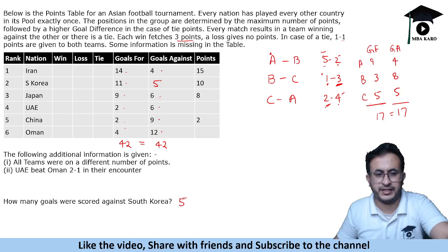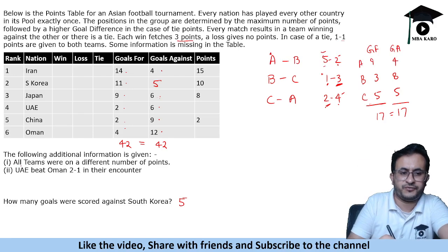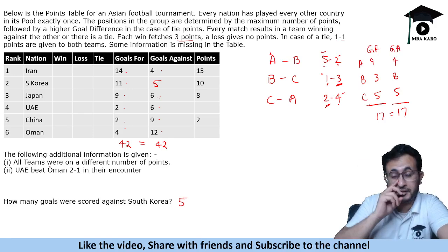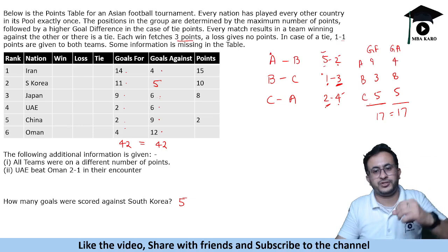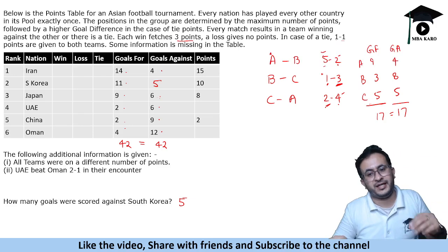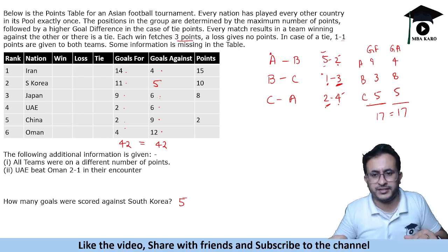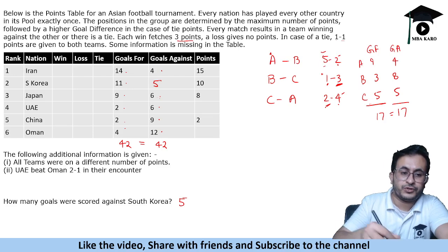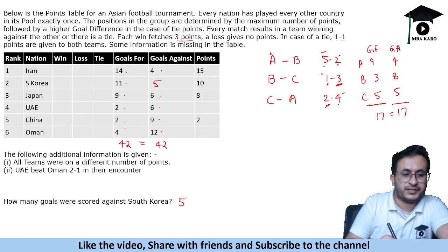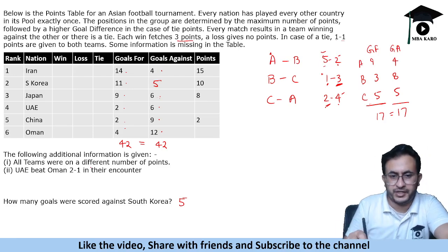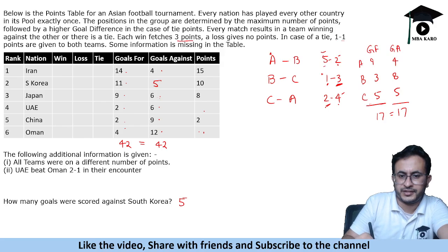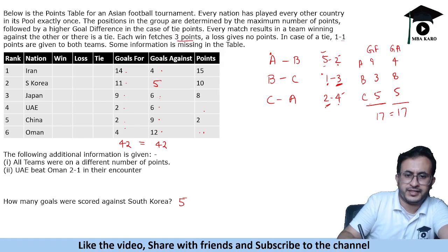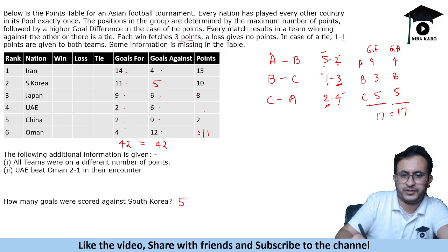Okay, so let's look at the next information. All teams were on different number of points. So if you are watching this solution, try to fill the table first and then look at the solution and then answer the questions. Okay, so the question is that all teams were on different number of points. So this has to be different. Right, so it has to be less than 2, it can be 0 or 1. It has to be between 2 and 8.